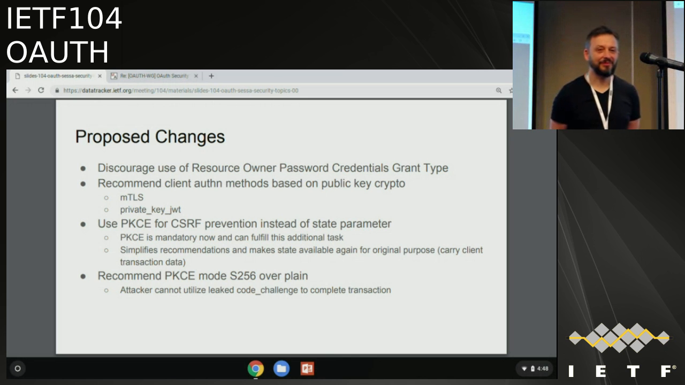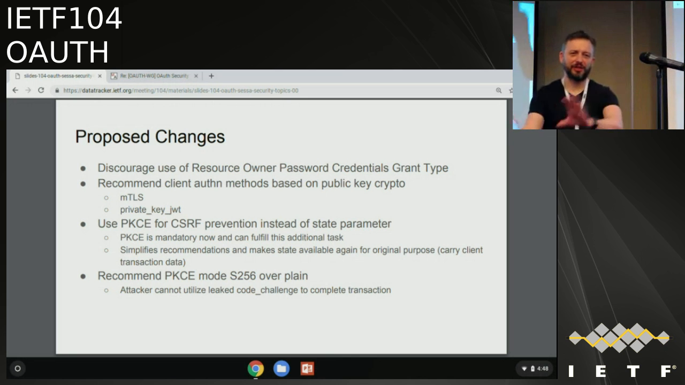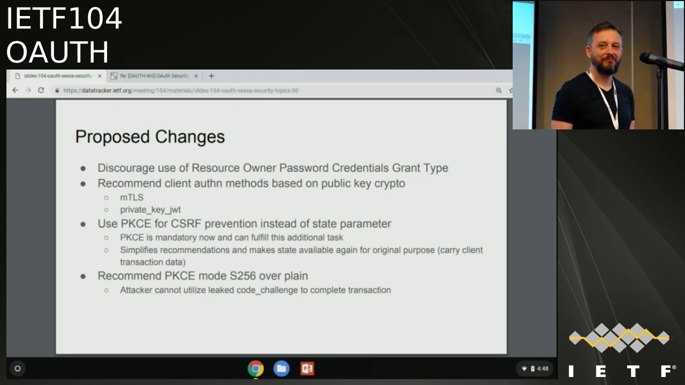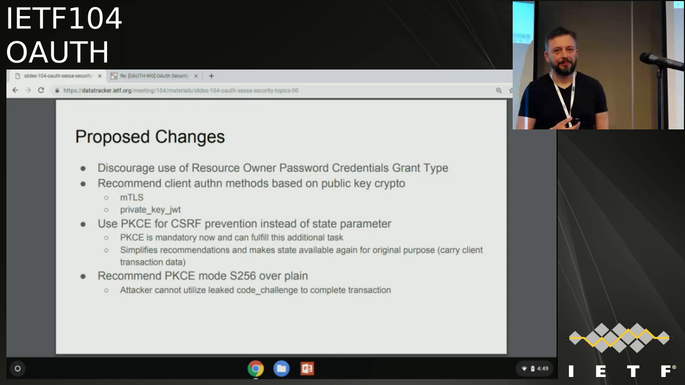Who is in favor of recommending client authentication methods based on public key crypto? Raise your hand. So we're again at 2, 4, 6. I have 2 in Jabber in favor of discouraging the previous one. Okay. Sorry, the Jabber is a little slow in real time. Okay. So who's against making any recommendations on the client authentication methods based on public key crypto?